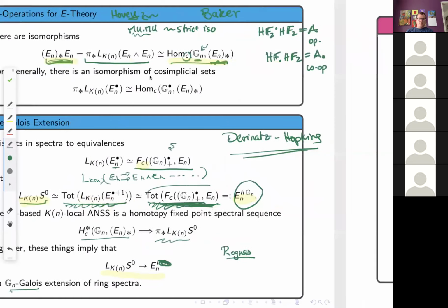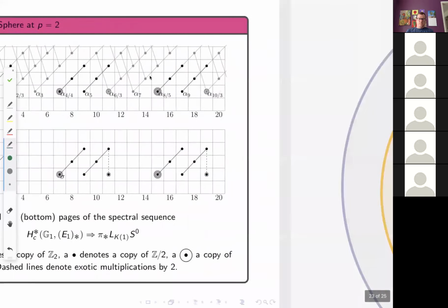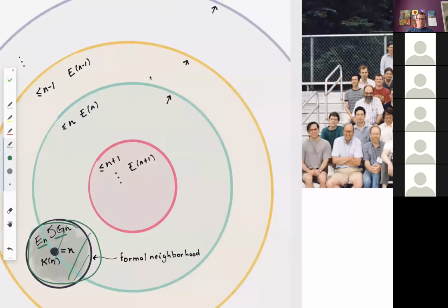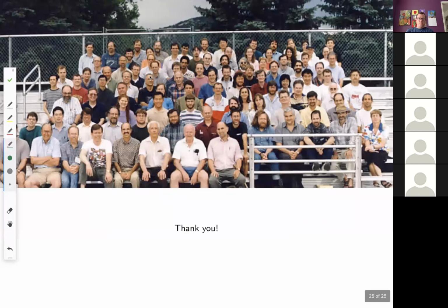Okay. I'm going to skip this because I don't think I have time. I'll just say quickly, so we've got this moduli stack picture. We had all these open sets. And the role of E_n and G_n is that E_n with its action of G_n picks up this formal neighborhood around the point of height exactly n. But on this note, I'm already late, so I'll say thank you.